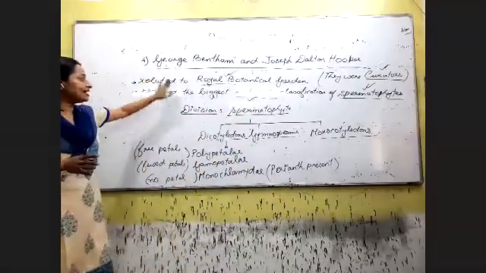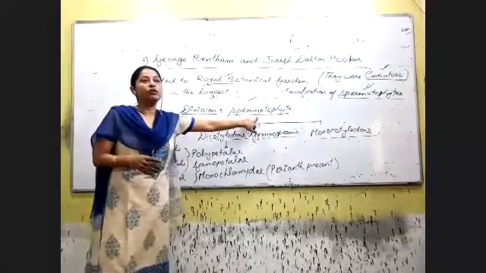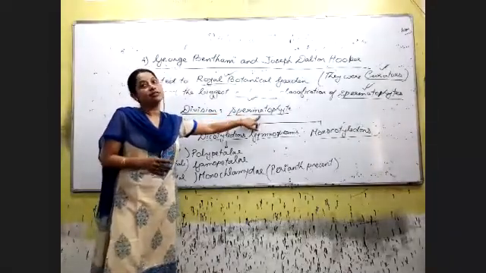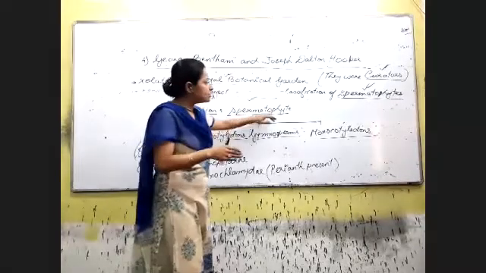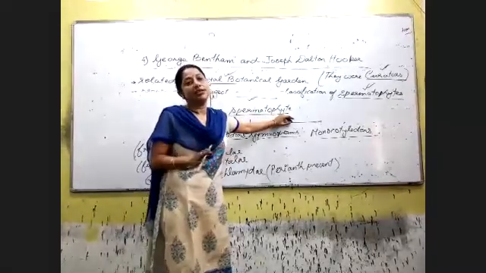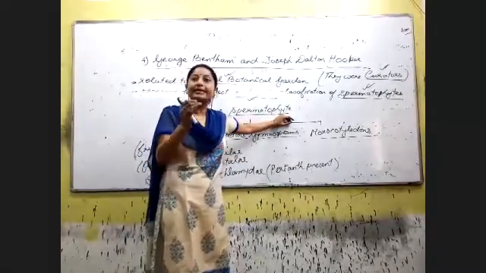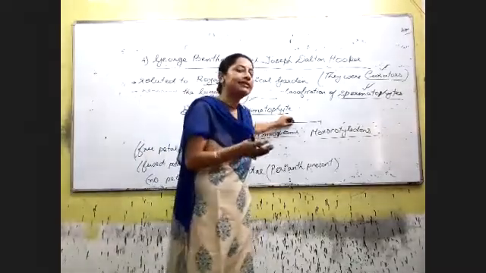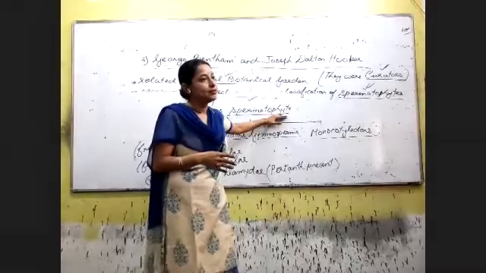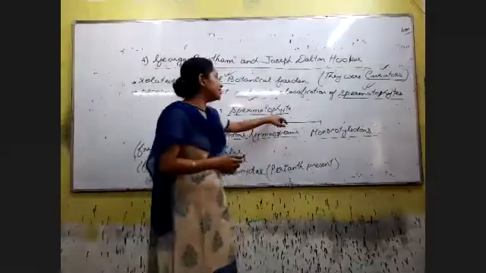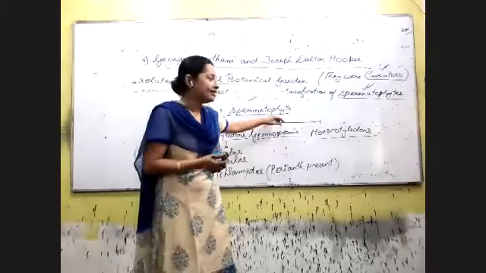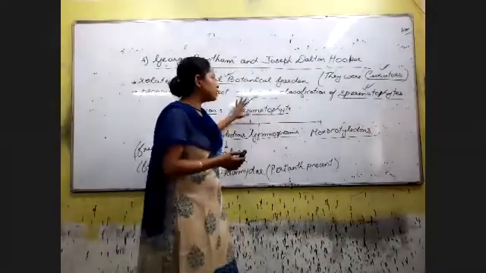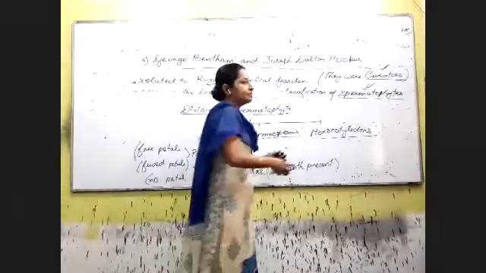Next, he has done a classification on what? On the spermatophytes. What is a spermatophyte? Prior to this, we have come across two words, phanerogams and cryptogams. Phanerogams we understand, cryptogams we understand. Now another name is spermatophyte. What is a spermatophyte? Phyte is a plant. By the word sperm or sperma, we are talking about the seed bearing plants.